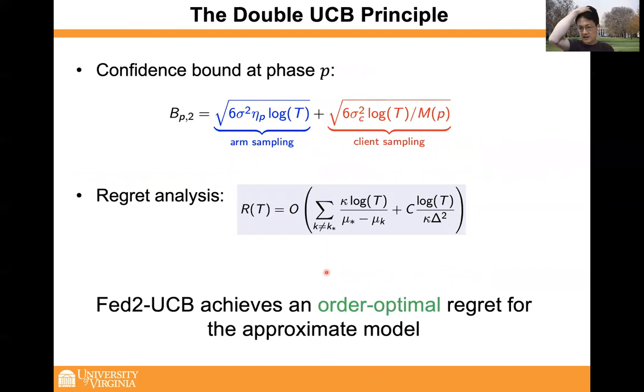So this algorithm, again, has very good theoretical guarantee. And this is the upper confidence bound that we constructed from both arm sampling and client sampling. And our regret analysis actually shows that we have an order optimal regret for the approximate model. So this is really a very good behavior.